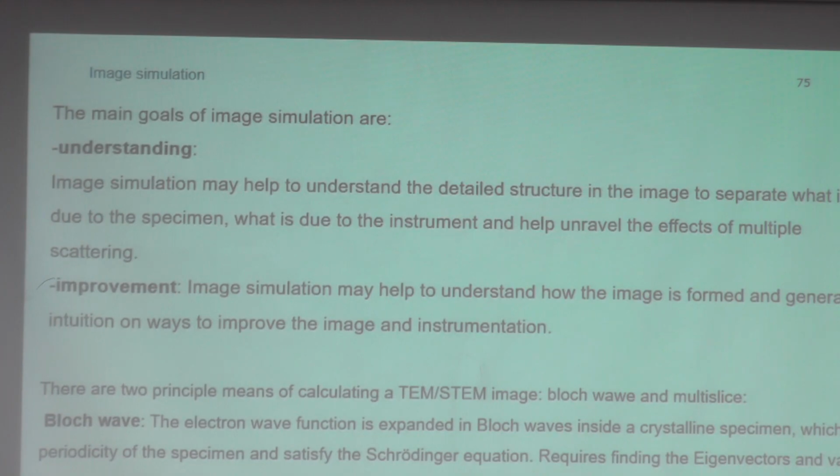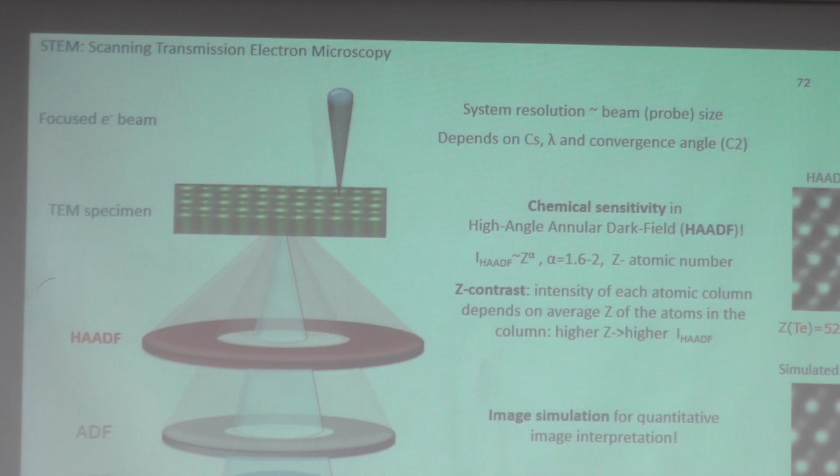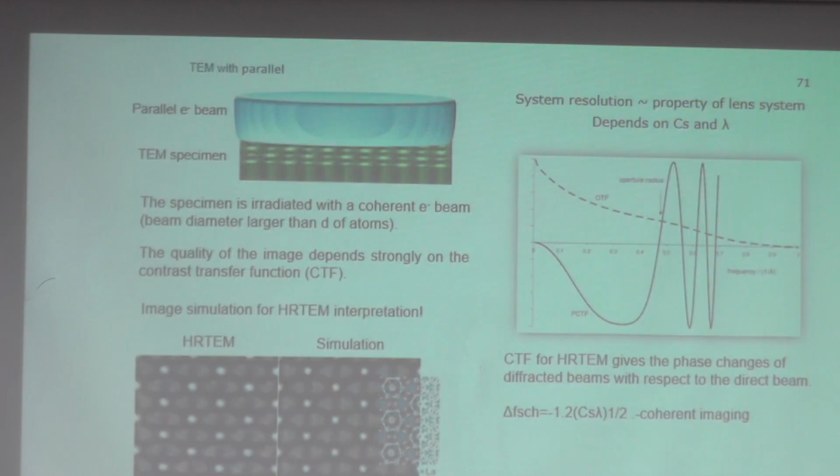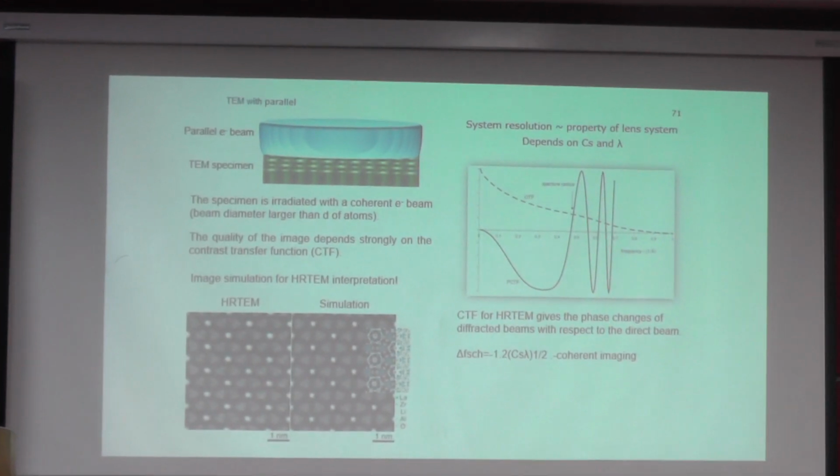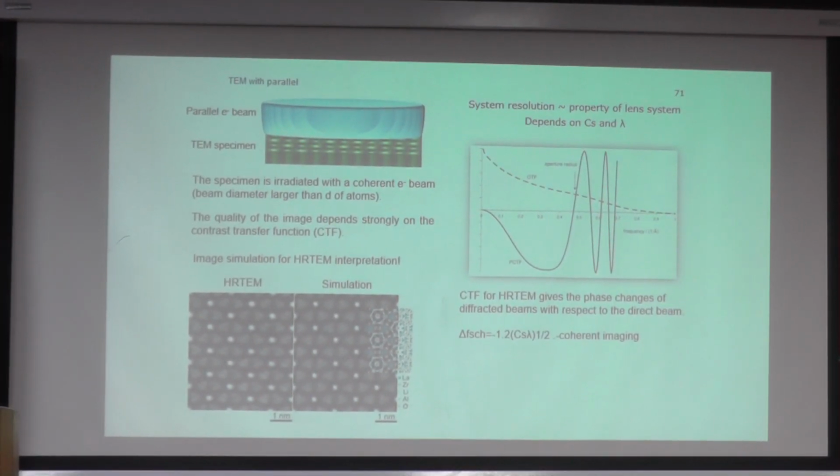So the main objective of the simulation is understanding what you see in your images, and also it helps to understand the detailed structure of your image, and also the improvement. Also, image simulation may help to understand how the image is formed and generate intuition on ways to improve the image and the instrumentation. So this is a very nice tool to estimate. For example, if you have such an HRTEM image, you make the simulation in your package, and then you can see at which focus you get really atomic columns and at which not.